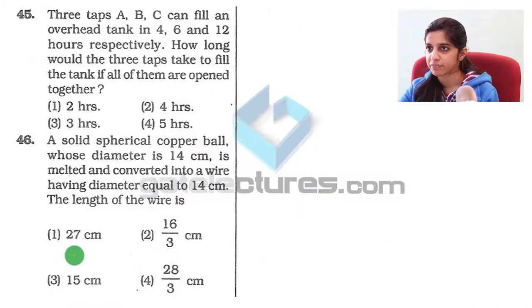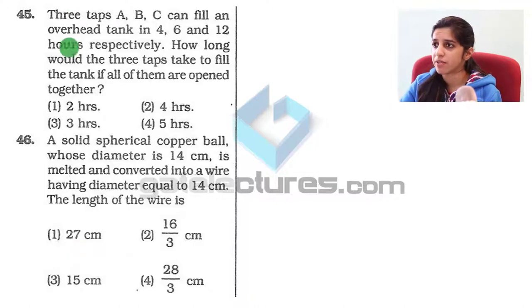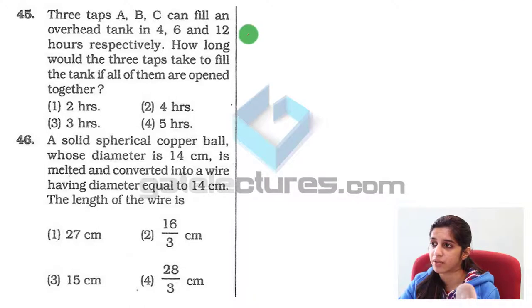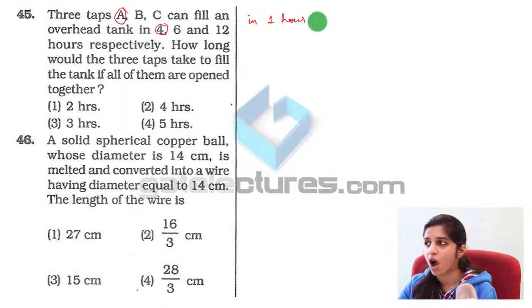Okay, look at the next question. 3 taps A, B, C can fill an overhead tank in 4, 6 and 12 hours. How long would the 3 taps take to fill the tank if all of them are opened together? Now see, if tap A is taking 4 hours to fill a tank, then in 1 hour, how much of the tank will this tap fill?